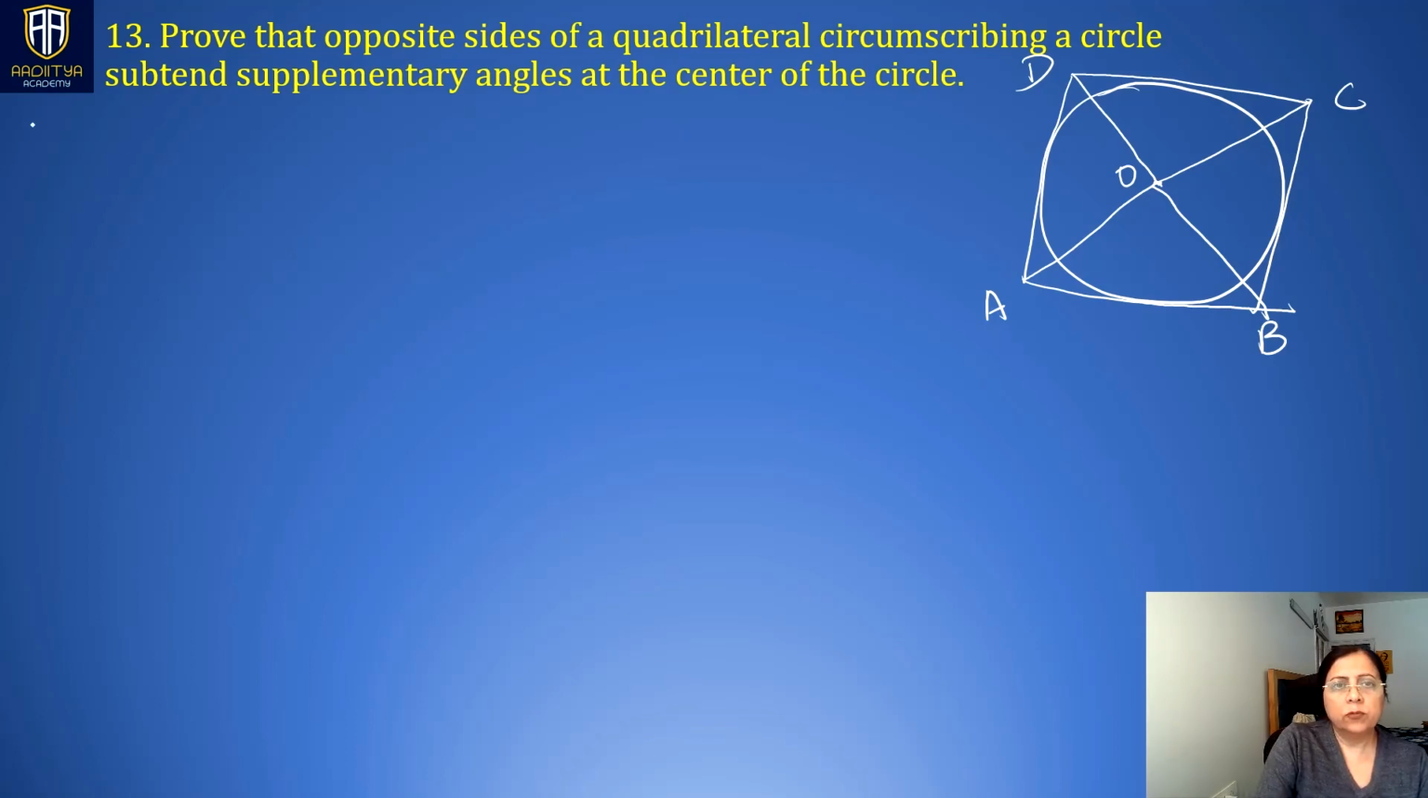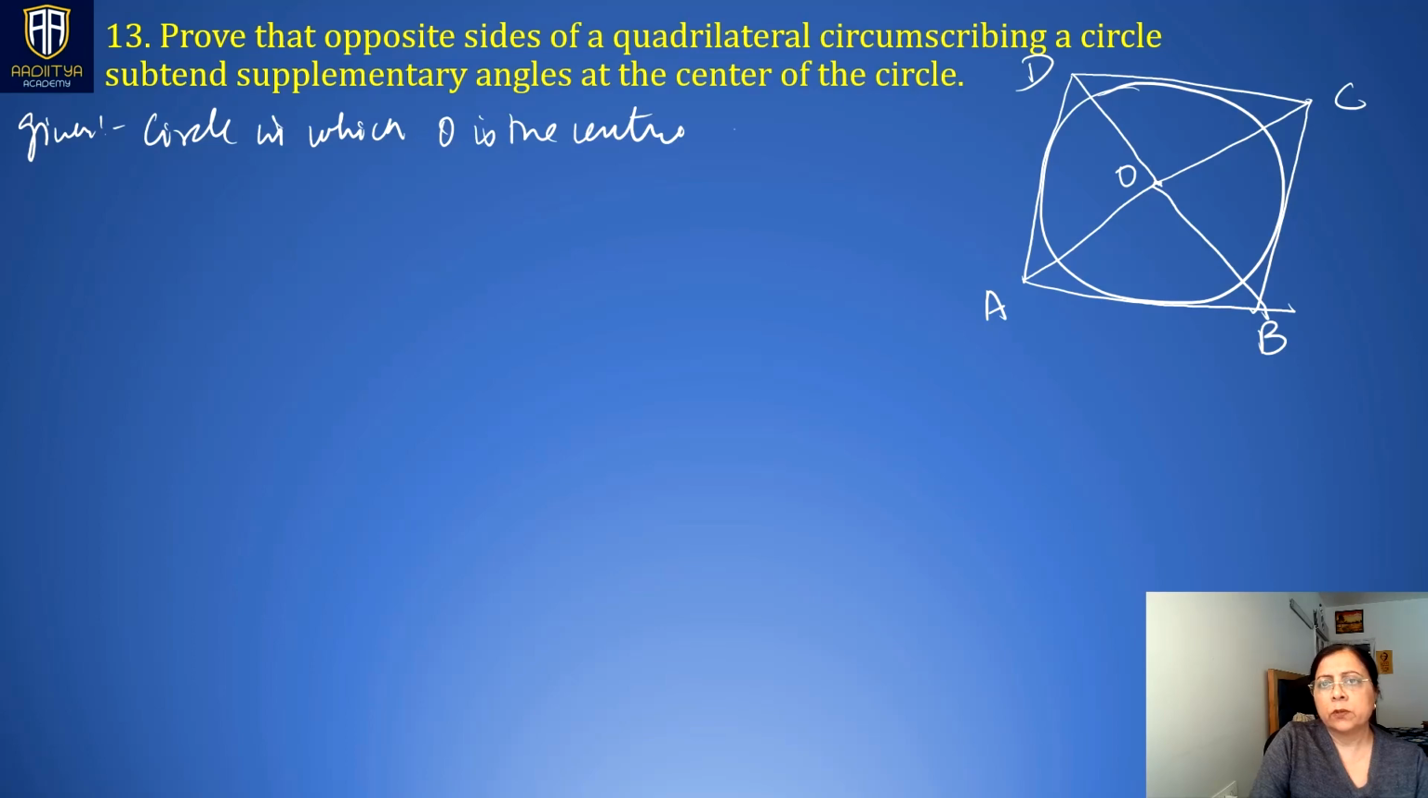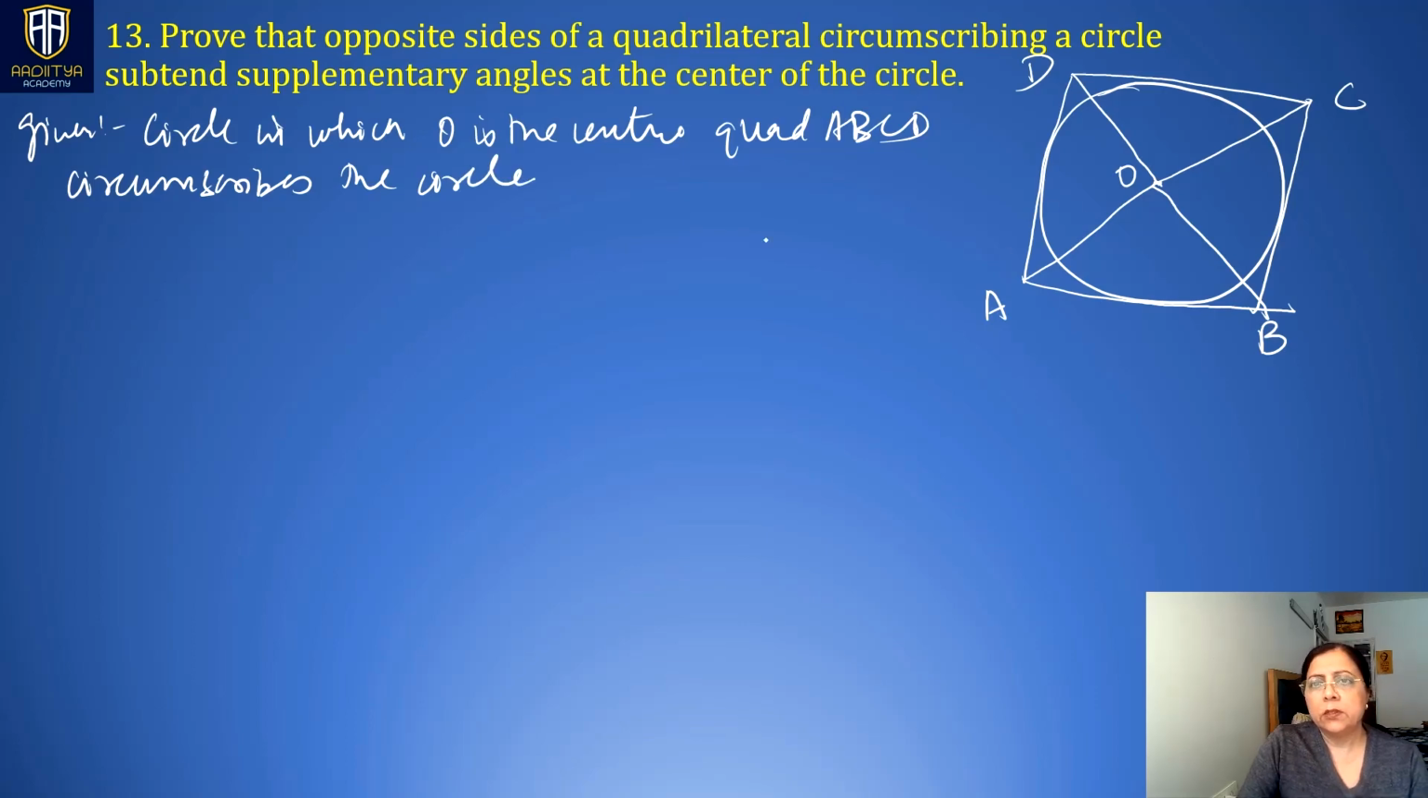Here we have to prove that, given is a circle in which O is the center and quadrilateral ABCD circumscribes the circle, right? So here we have to make some constructions.